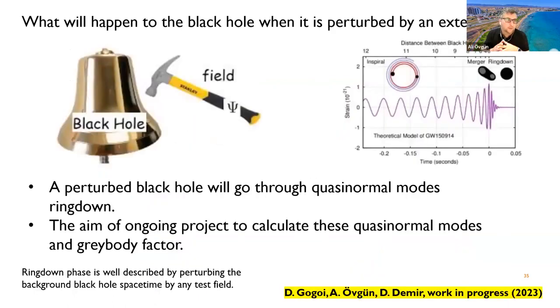So what will happen to the black hole when it is perturbed by external factors? This is also an open question, and we are now working on it with our collaborators. We know that a perturbed black hole will go through quasi-normal mode ringdown, and it is the aim of our ongoing project to calculate these quasi-normal modes and also the gray-body factor. This is also one of the important questions.